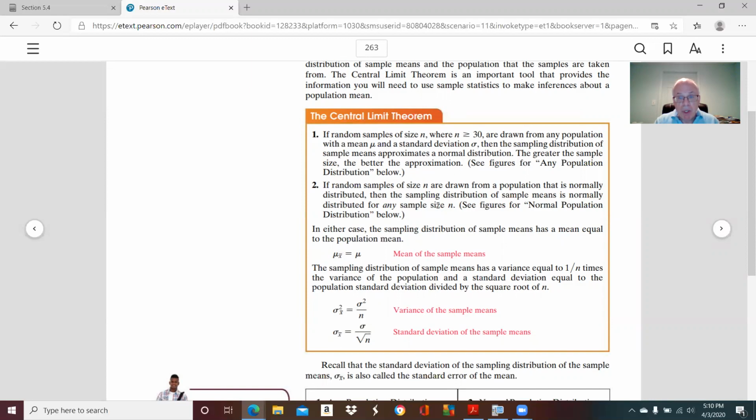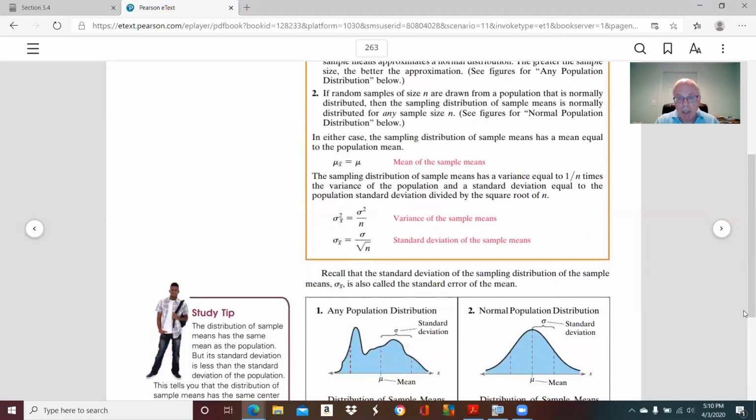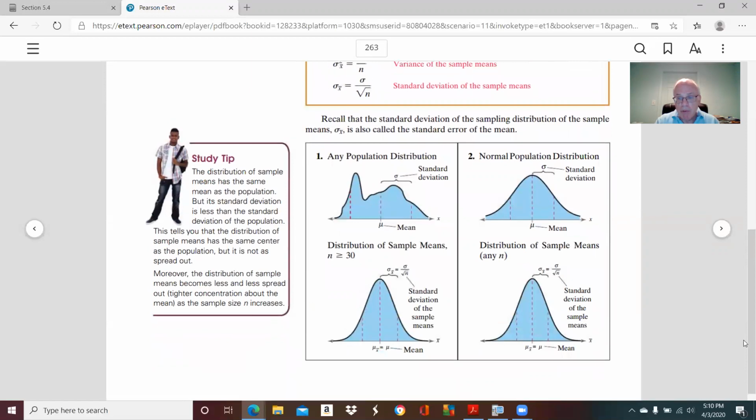Now, this is point number 2 here: if we know that the population is normally distributed, then the sampling distribution of sample means is automatically considered to be normally distributed for any sample size. It doesn't have to be greater than 30, right? That's what we were talking about last time with the central limit theorem. We're going to make use of that and solve some problems today.